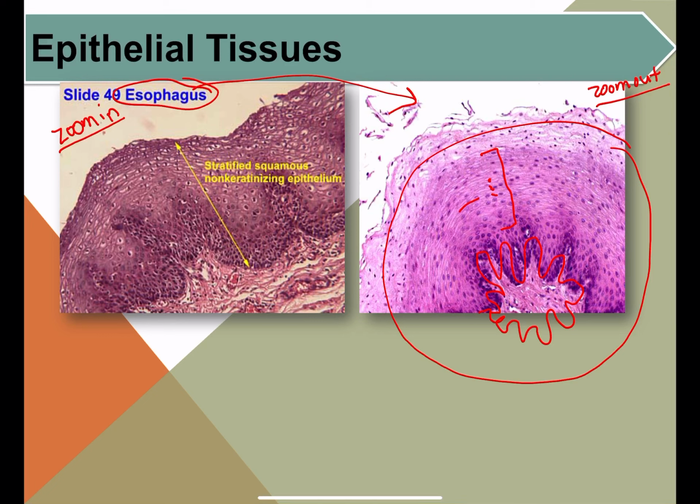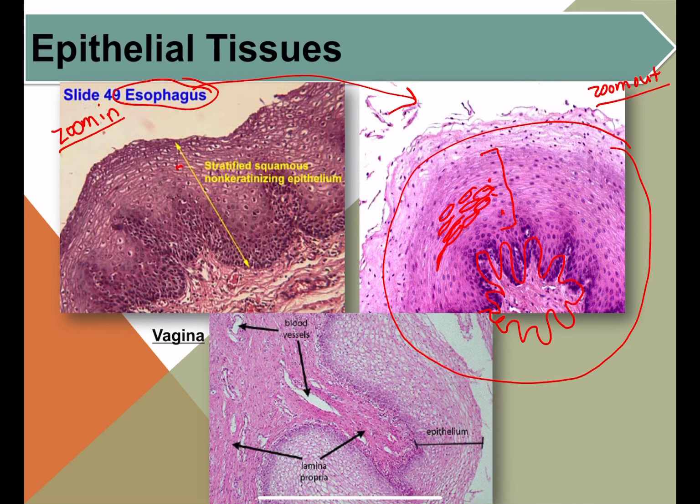You see how there are many layers of flat, scale-like tissues and cells that are stacked on top of each other one after another. So either in this view or this view, you have tons of layers of cells that you're seeing to show you what stratified squamous epithelium is like.